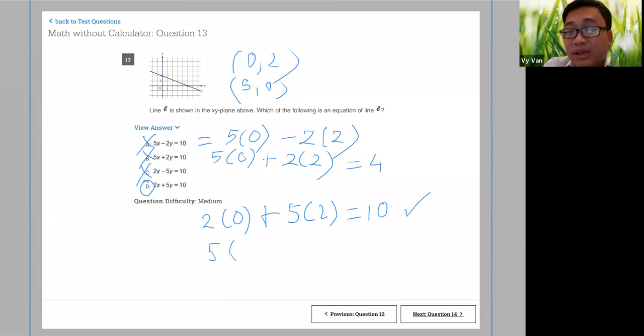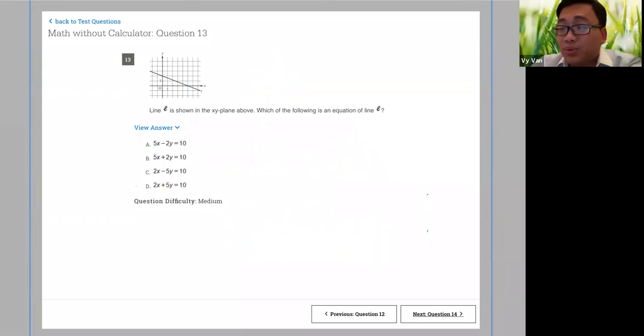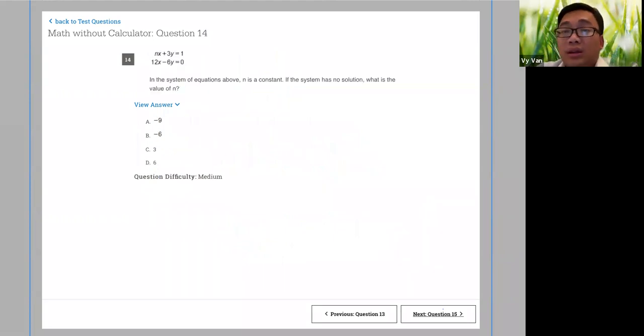So 2 times 5 plus 5 times 0, and that equals 10 as well. So D is correct. So that's the best way to do it. Now, this is a standard question that I've seen so many times on the SAT tests.